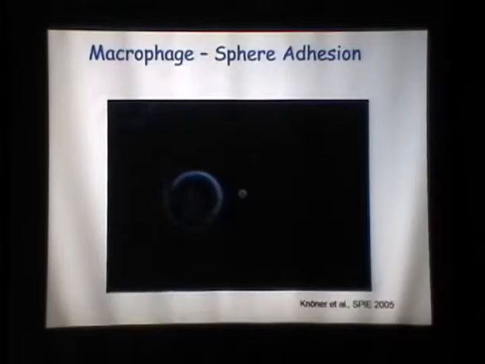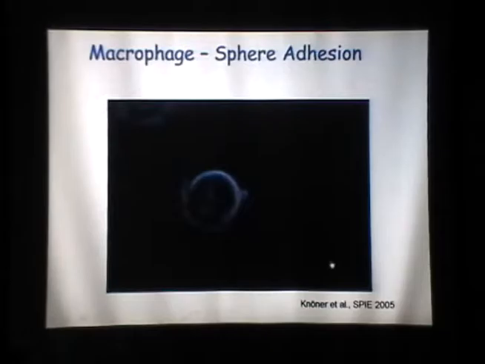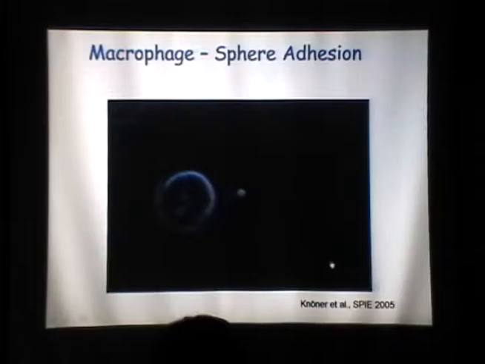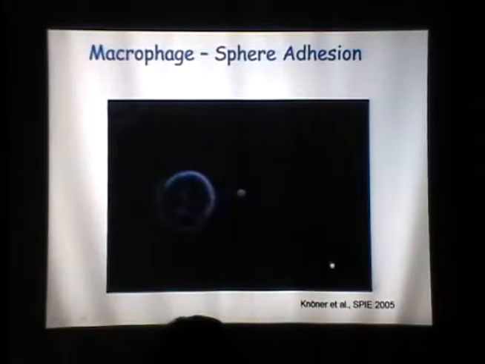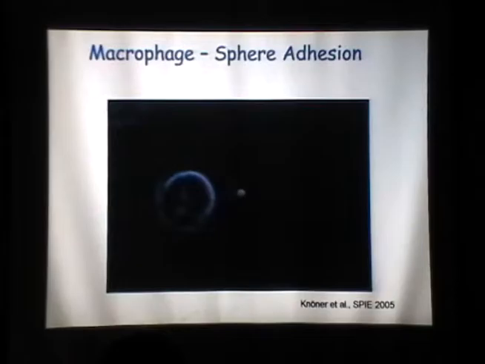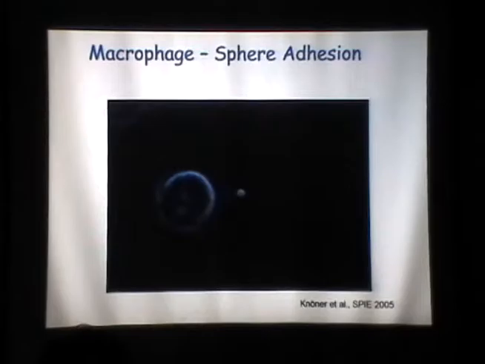Now, we have done a little bit of work on macrophage sphere adhesion. You might ask why we did it, not only because we could, but there was actually a sort of biological problem here. We had colleagues in the Department of Anatomy who have been doing a lot of artificial arteries. They were producing artificial arteries in the following way. They were taking a plastic material, a piece of plastic material like this, except that this is quite a big tube.